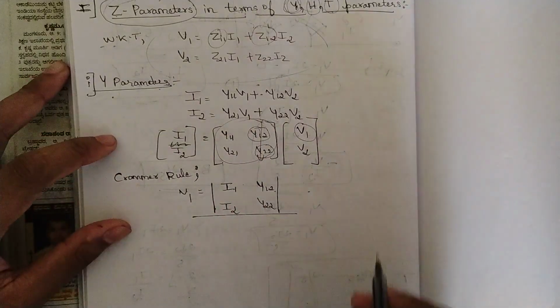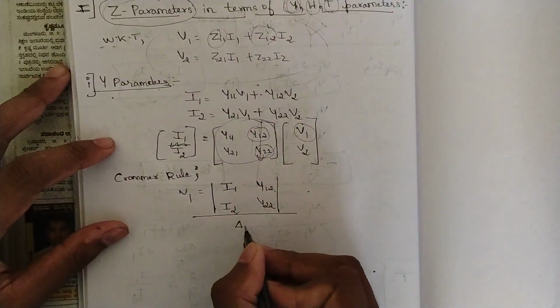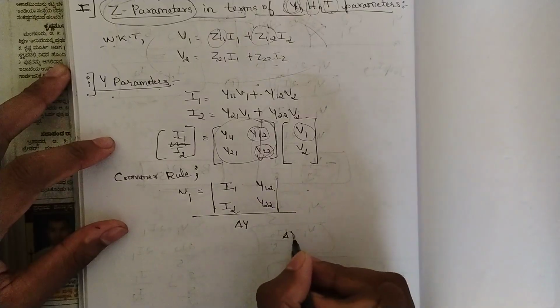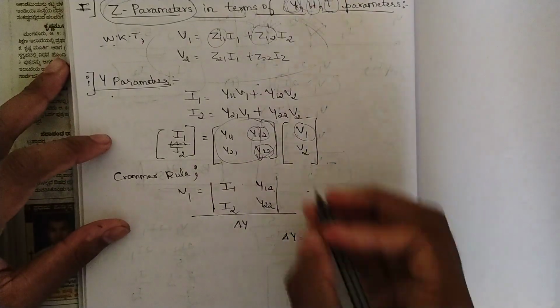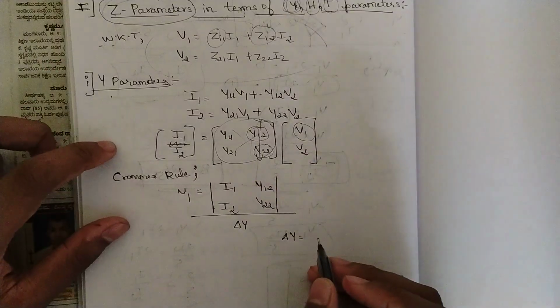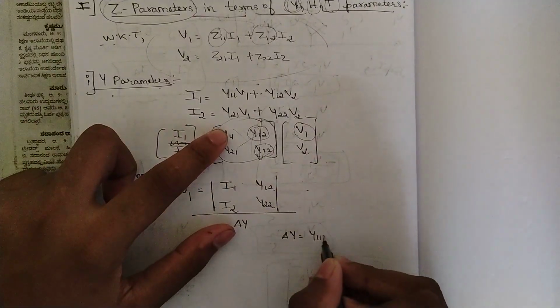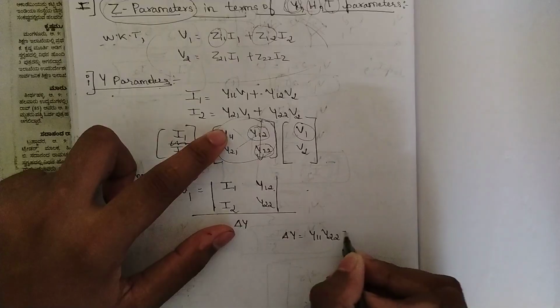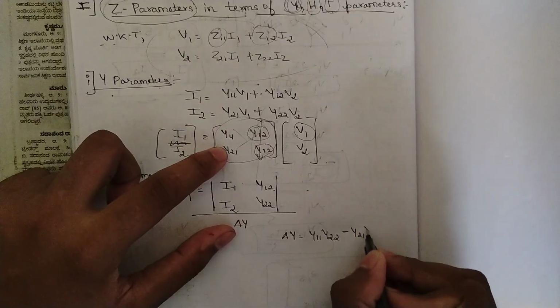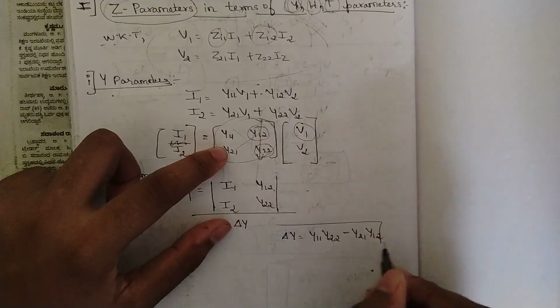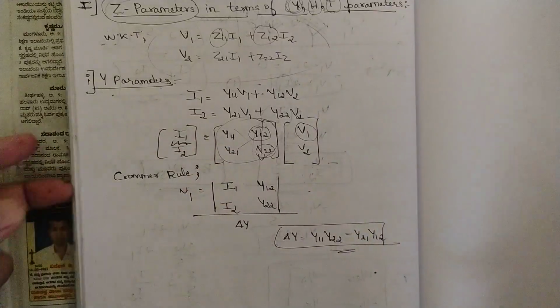What is the determinant of Y? It is represented as delta Y. How to take the determinant, you know, right? We cross multiply, that is Y11 into Y22 minus Y21 into Y12. So this is the value of delta Y.